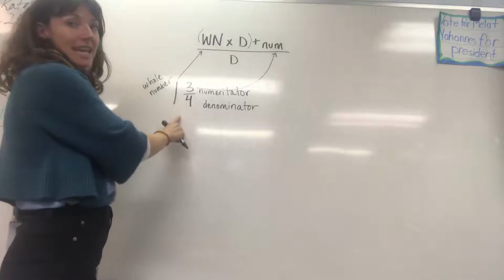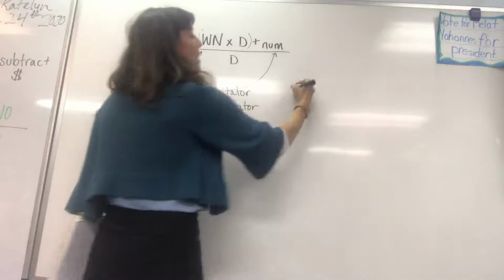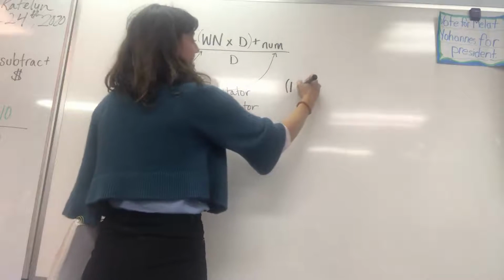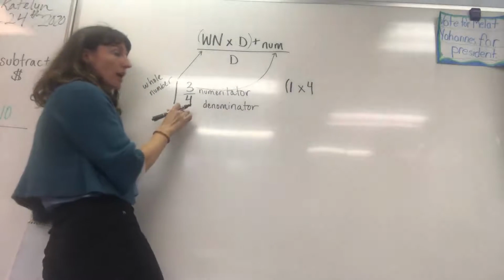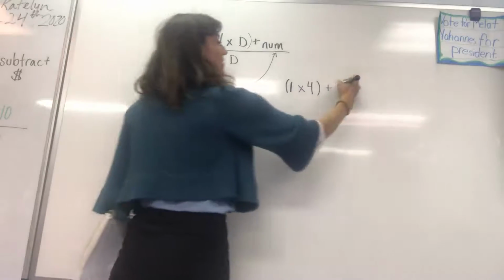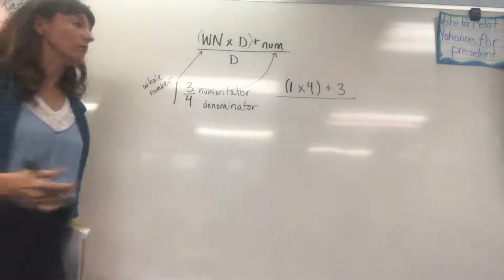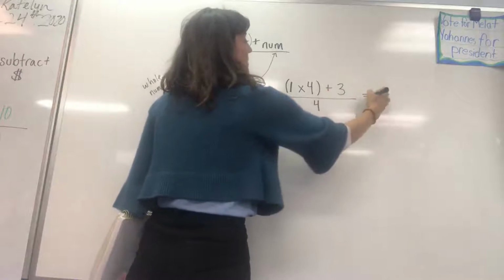So I'm going to turn this into an improper fraction like so. I'm taking my whole number 1. I like to put it in parentheses. I'm multiplying it times my denominator, 4. And then I'm adding my numerator, which is the number 3 in this case. And I'm putting it all over my denominator, which is the number 4 again.